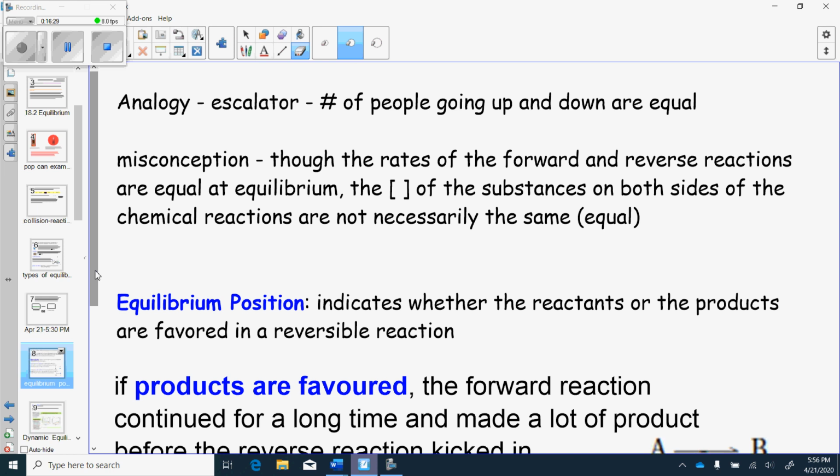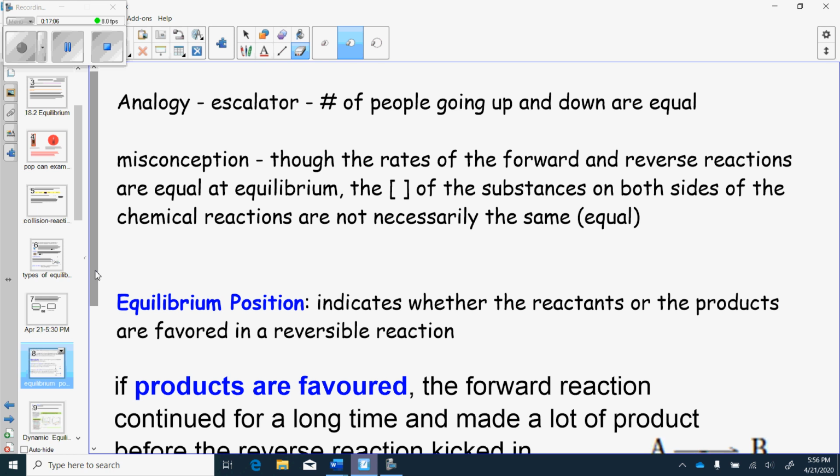Okay, so the next thing we want to know about reversible reactions and about equilibrium is how can we put a number on it? How can we numerically give this a description? What it's called is the position of equilibrium. That means, can you tell me was the equilibrium reached early or was it reached late? What we mean by that is, was the forward reaction able to happen for a long time before the reverse kicked in, or was the forward reaction only up and running for a short time before the reverse kicked in? That's how we describe the position of equilibrium.